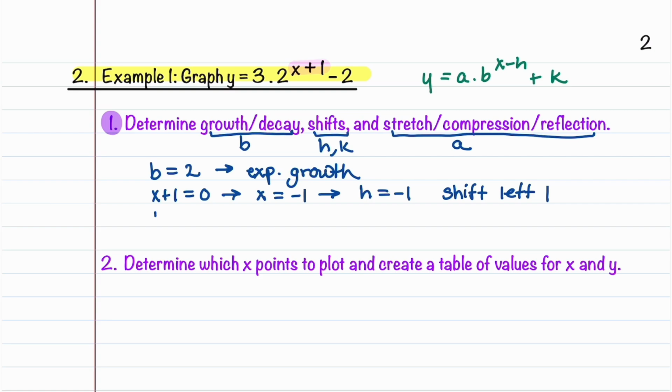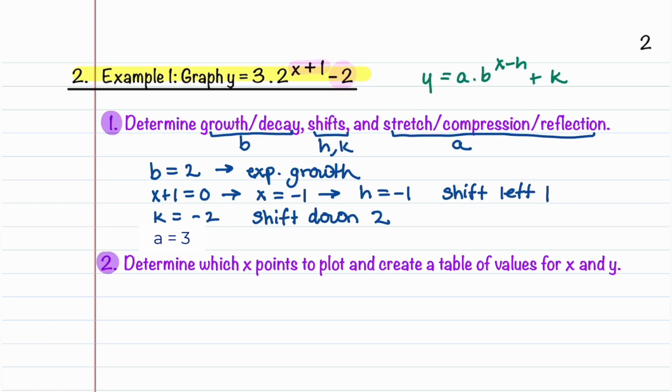Now let's look at our vertical shift. That is given by k. K is just the constant that's all by itself at the end, and it's equal to negative 2. And that just tells us that our graph is going to shift down by 2 units. So let's write down shift down 2. Let's now talk briefly about stretching. A, in our example, is equal to 3, which means our graph is going to be stretched vertically by a factor of 3.